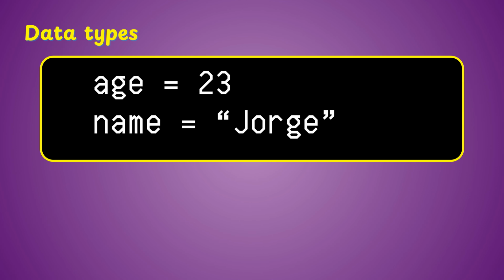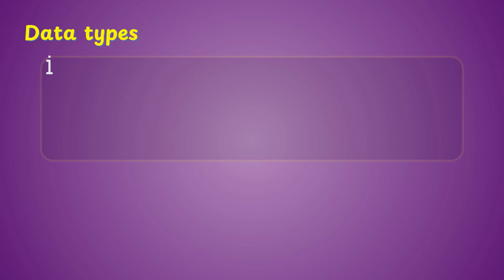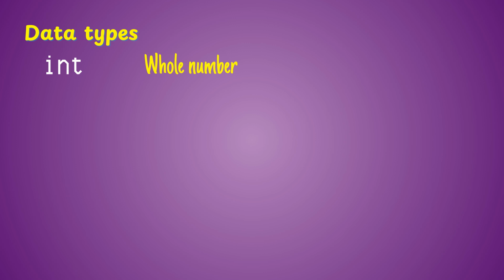Python figures out the correct data type automatically. We don't have to specify that in Python like we do in many other programming languages. But it's still important to know what the basic data types are. There are a handful of them, but for the time being, we only need to worry about 3. Int, which is a whole number, like someone's age. Float, which is a number that includes a decimal value, like someone's GPA.